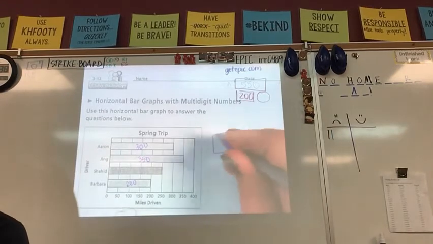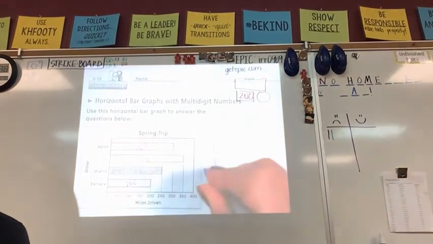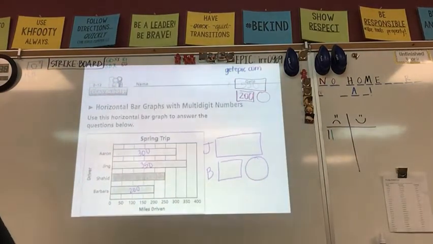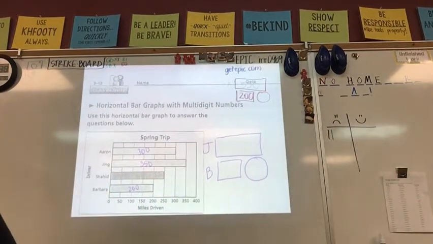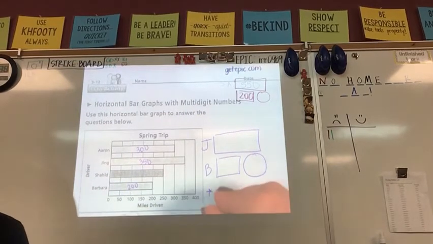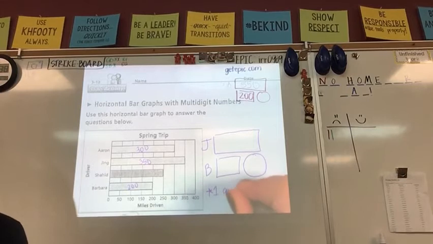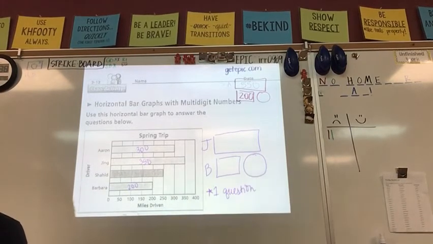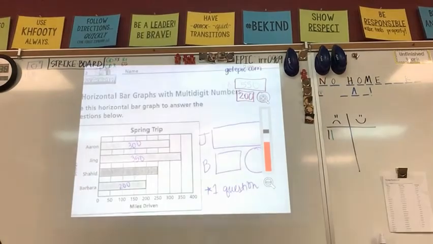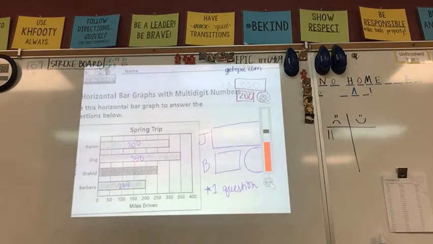When you're setting this up, if Barbara drove fewer, she will be the smaller box. Jing will be larger. And when you're finished with that, give me one more question that you could ask from this chart. How many fewer miles did Barbara drive than Jing?